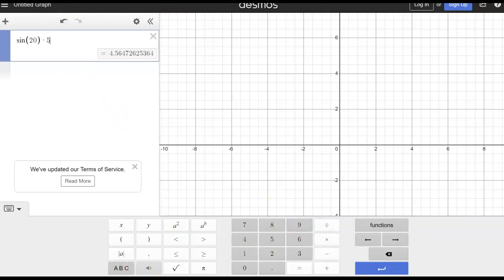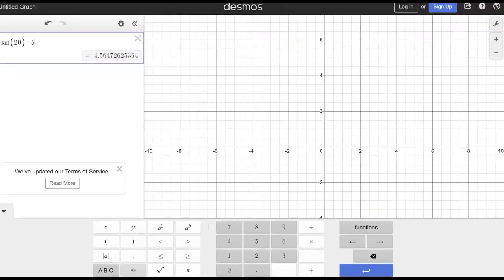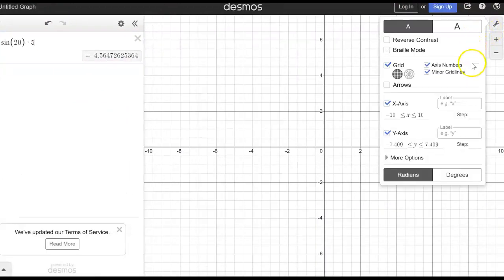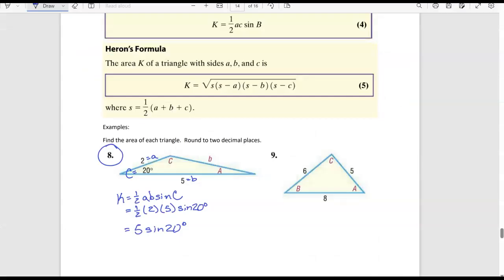Let's make sure we're in the correct mode. I'm going to move this a little bit. And we need to be in degree mode. So when I put that in degree mode, this would be my area of that triangle, 1.71. So I'm going to say approximately equal to 1.71. All right, so let's do another one.